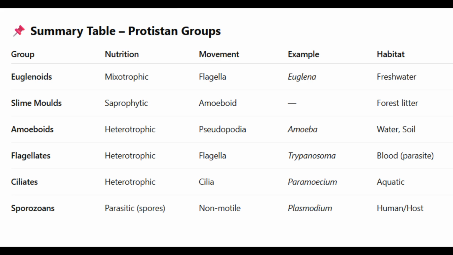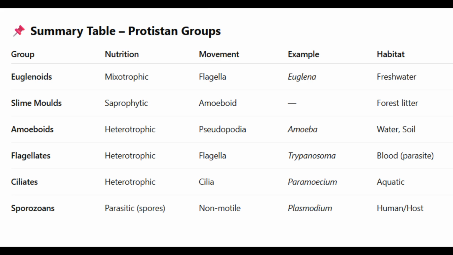Euglenoids. Like Euglena, they're mixotrophic, meaning they can photosynthesize or absorb nutrients. Found in freshwater, they zip around using long flagella. Slime molds. The forest recyclers. These are saprophytic, feeding on dead organic matter in forest litter. They creep along using amoeboid movement. No flagella or cilia here.